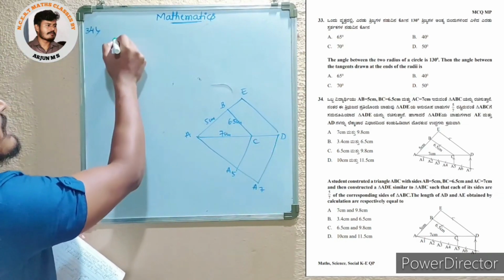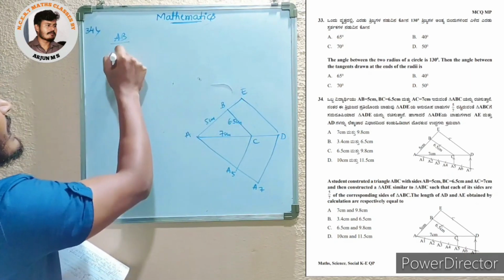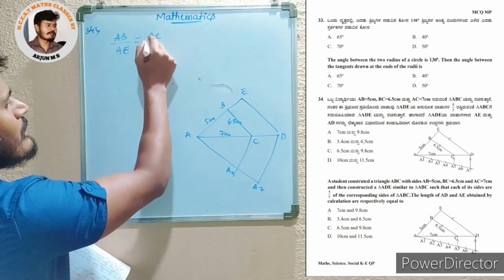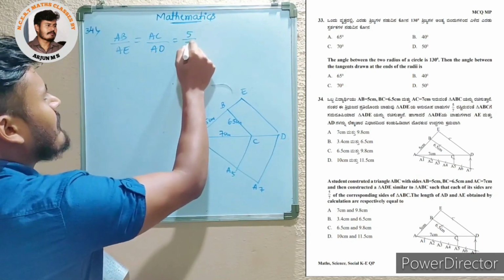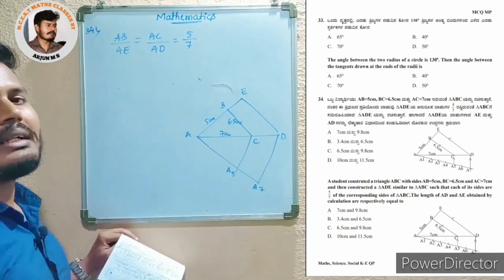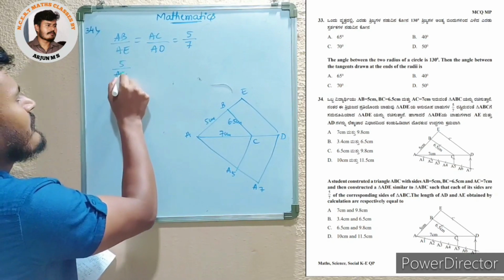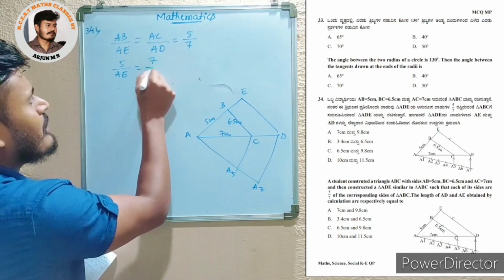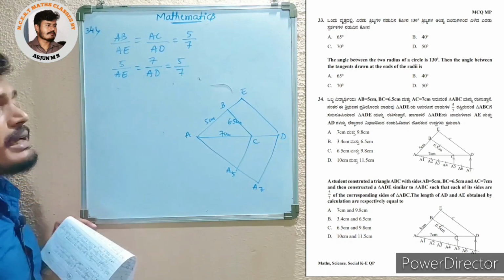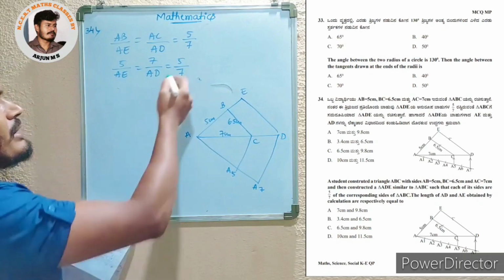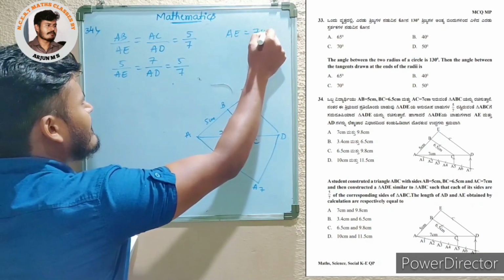You just write down the proportional conditions: AB divided by AE is equal to AC divided by AD. So these two are equal to 5 by 7. They have given the scale factor, that is the proportionality condition, right? AB by AE, AB is equal to 5 divided by AE, and AC is equal to 7 divided by AD, which is equal to 5 by 7. Once you compare 5 by AE with 5 by 7, the 5 gets cancelled out, then AE is equal to 7 centimeter.